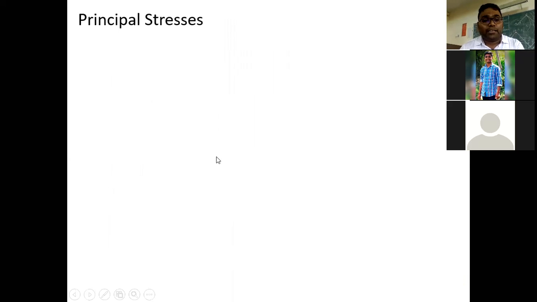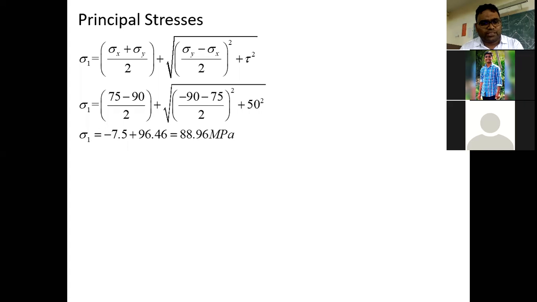next part, the calculation of the principal stresses. So we know that the formula for the principal stress is sigma 1 is equal to sigma x plus sigma y by 2 plus under root of sigma y minus sigma x by 2 square plus tau x y square. Just put all the relative values here.